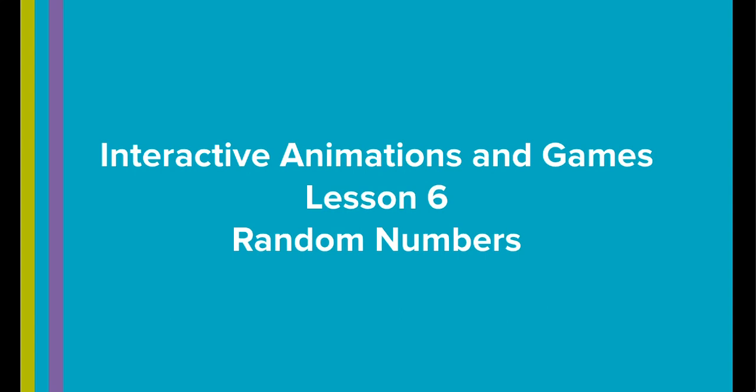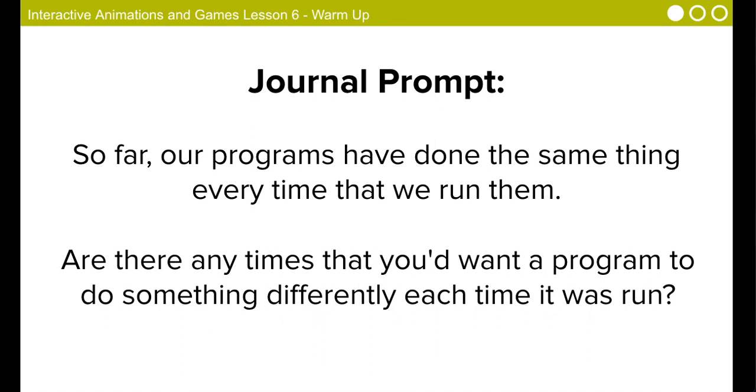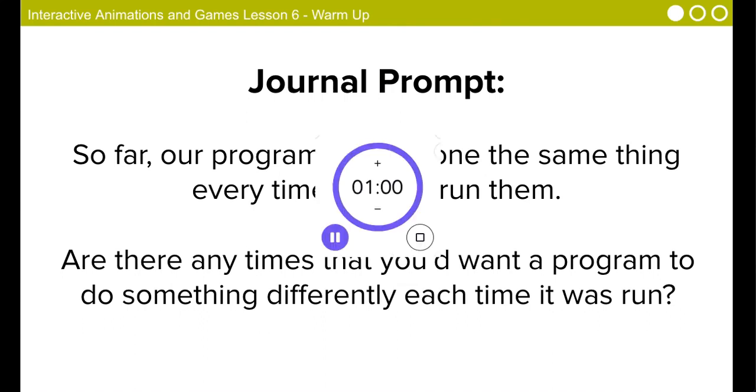This is lesson 6. Your first journal for this lesson is, so far, our programs have done the same thing every time that we run them. Are there any times that you'd want a program to do something differently each time it was run? I'm going to give you about a minute, and then you're going to type the question in your journal and then come back to the video, and I'll give you a minute to answer it.